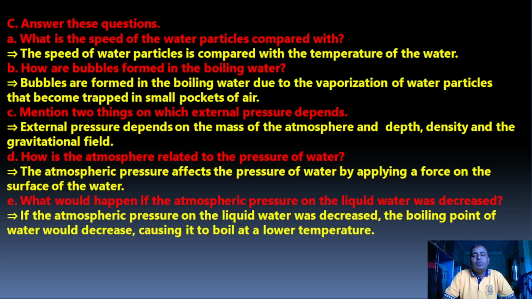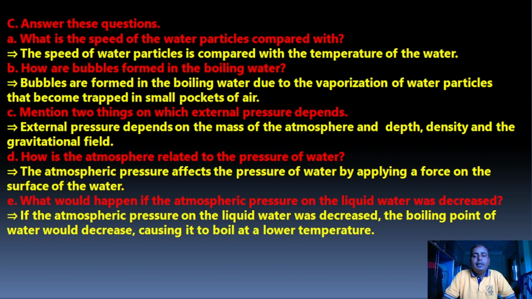Mention two things on which external pressure depends. External pressure depends on the mass of the atmosphere and depth, density, and the gravitational field. How is the atmosphere related to the pressure of water? The atmospheric pressure affects the pressure of water by applying a force on the surface of the water.